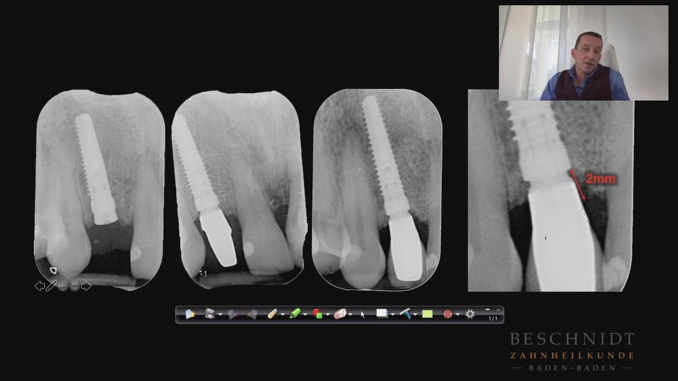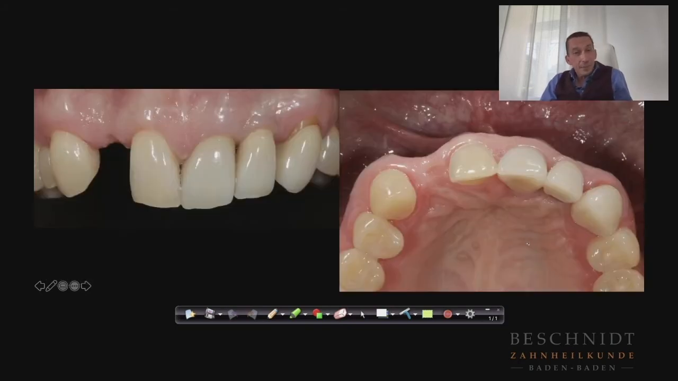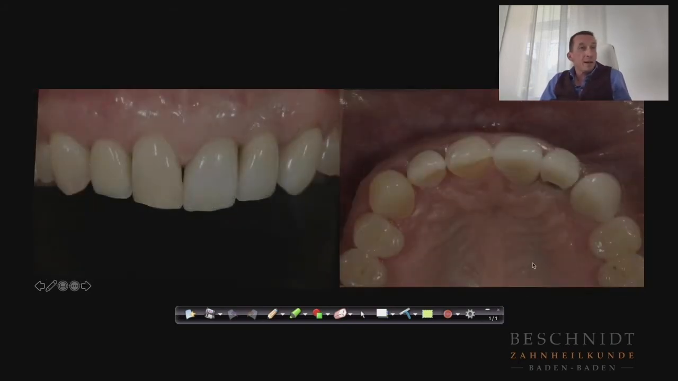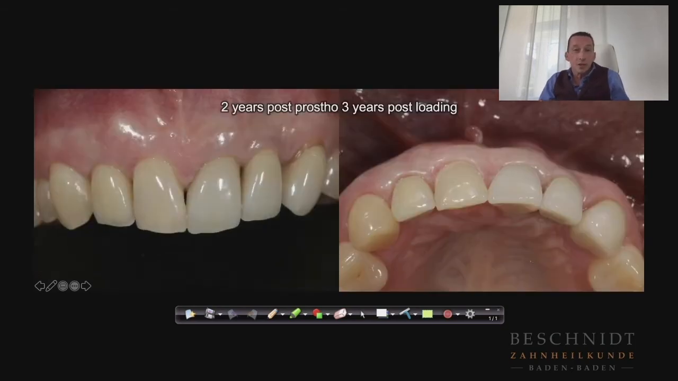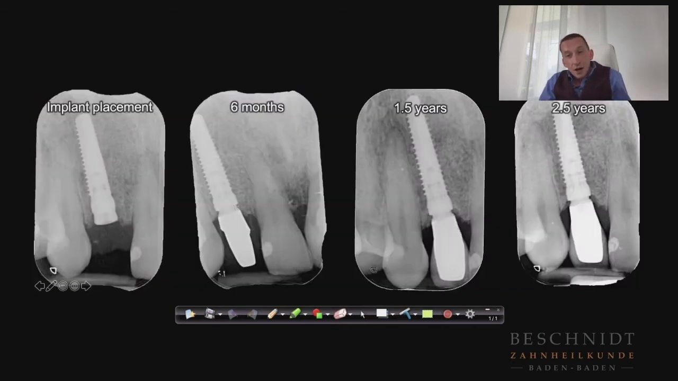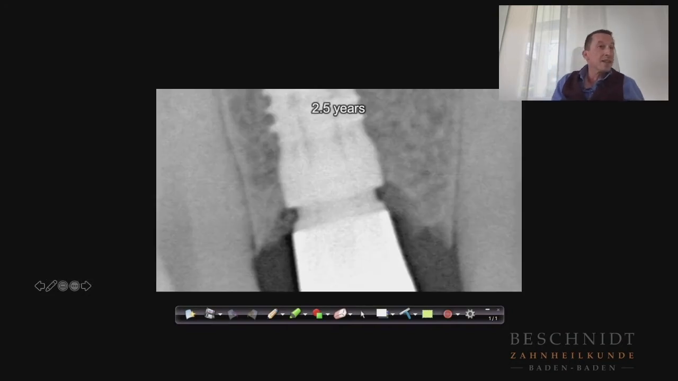This was the 2 millimeter augmentation, and this is the 1 millimeter luting base. So this is how we started and how we ended up. So this is now the 2-year control, 3 years after implant placement. And here you see the hard tissue 2.5 years after loading. And you can still see that we have a kind of hard tissue around the implant shoulder.